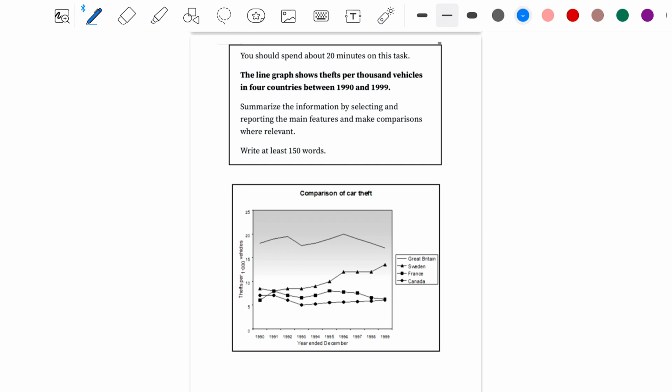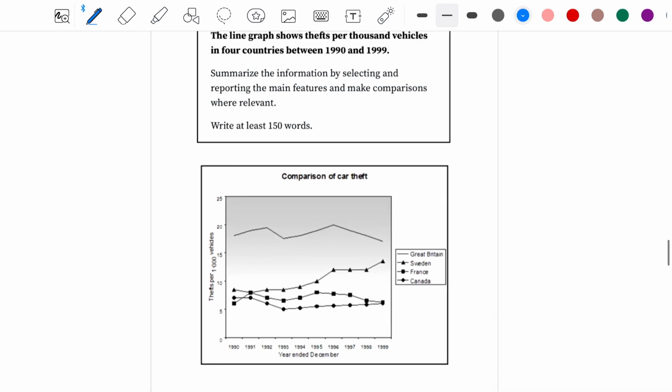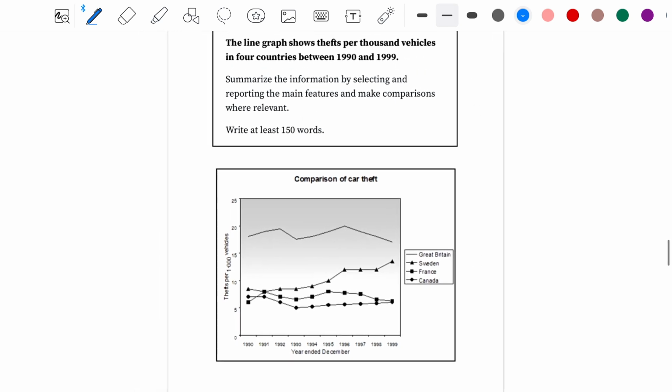So before we do that, I would ask you to just have a look at the line graph and pause the video and try to figure out how you would approach this question, how you would write the details and present the details in the main body paragraph. So before we discuss it, I'd suggest you just pause the video and have a go at it on your own.